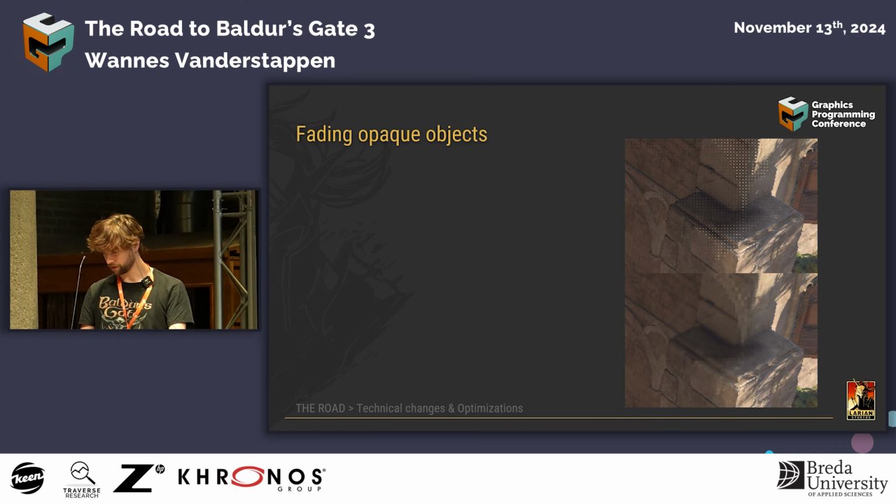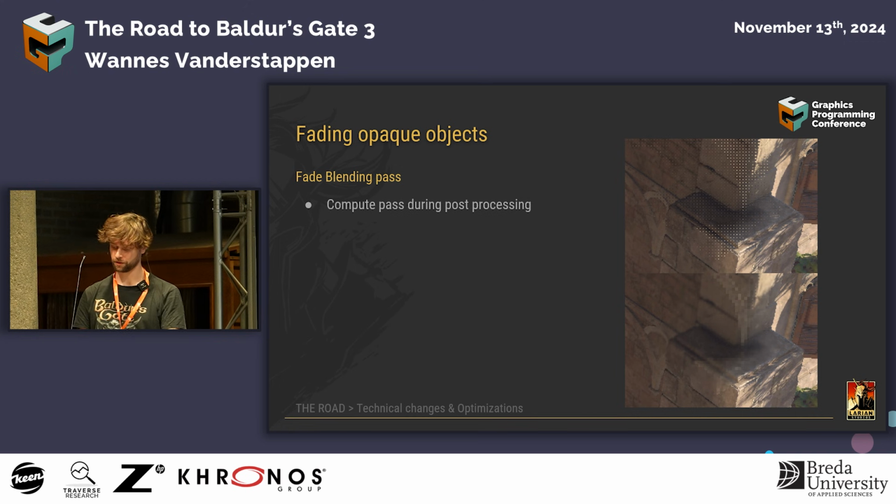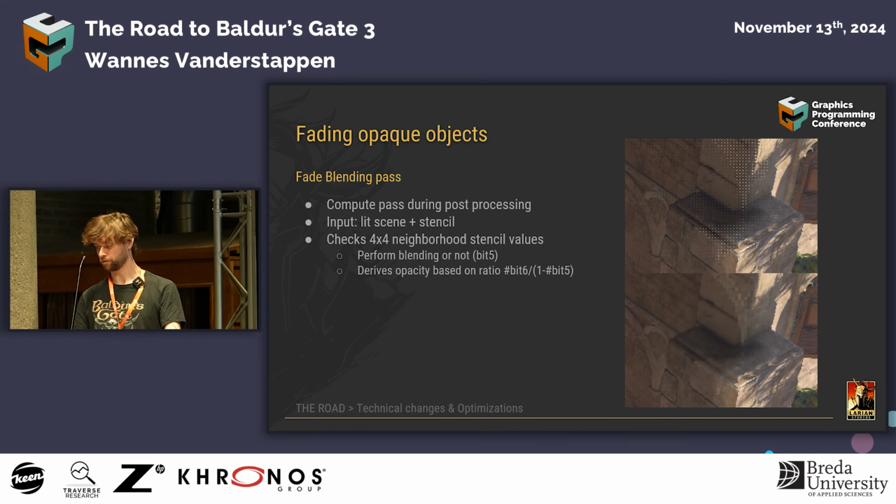So this is an example of an end result. As you can see, not that many pixels succeeded in this case because it was very transparent. That also results in a quite low resolution blend, but usually the blending goes really fast, so you don't notice this. And to achieve this, we have a fade blending pass. This is a compute pass during post-processing. Input is the lit scene and the stencil buffer. It then checks in a 4x4 neighborhood for this pattern. And it performs blending or not based on bit 5, and it drives the opacity based on the ratio between bit 6 and 1 minus bit 5.